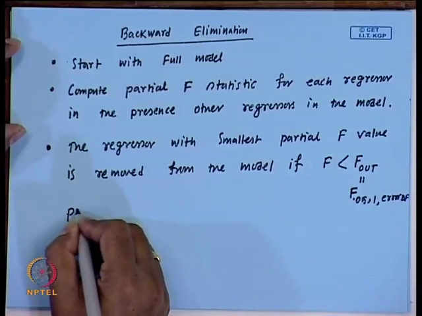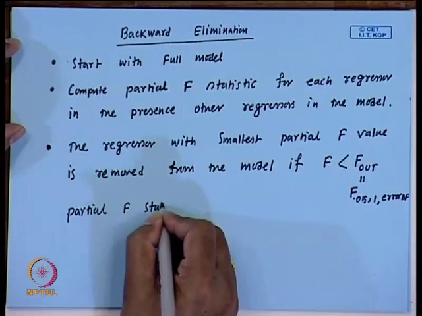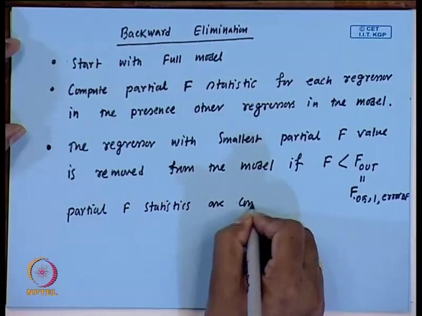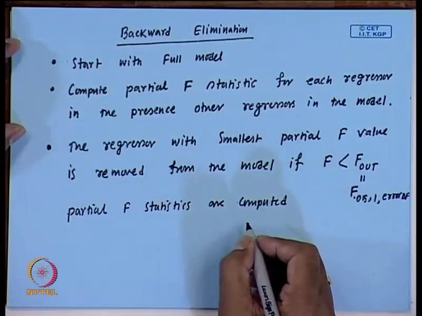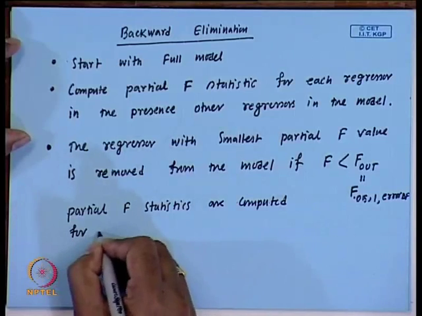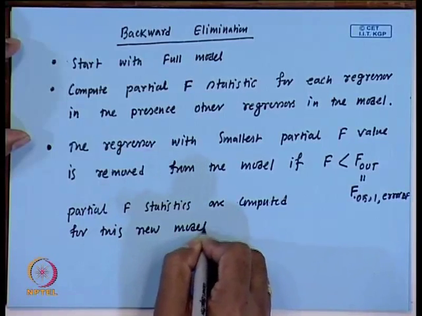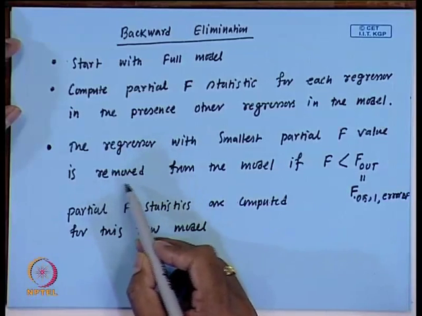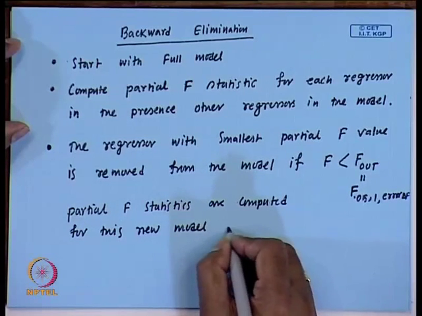then partial F statistic are computed for this new model. By new model, I mean the model which has been obtained by removing the first regressor. For this new model, the process repeats.